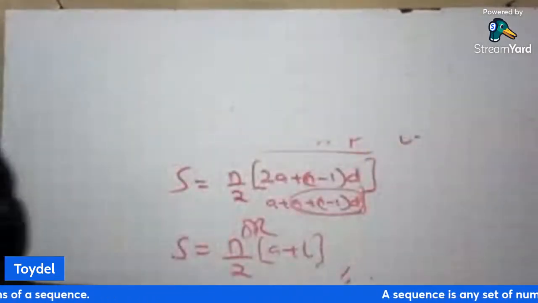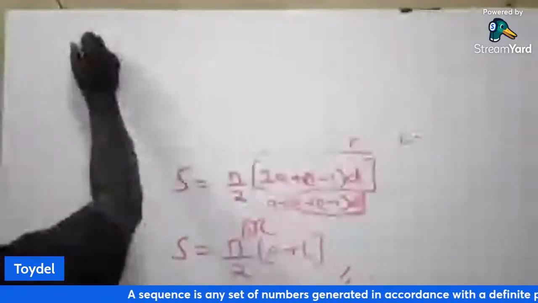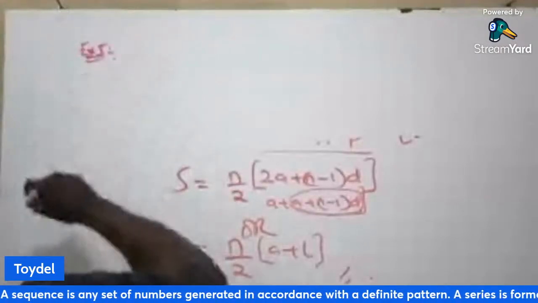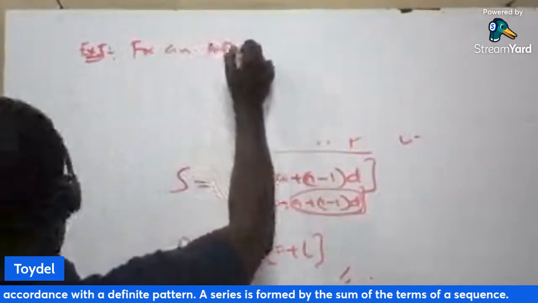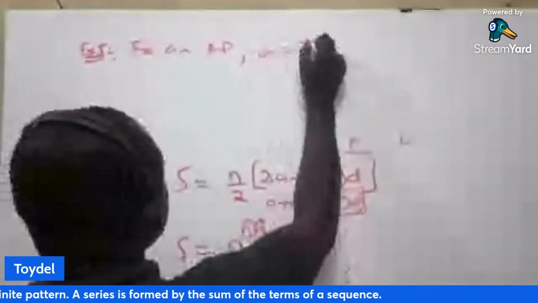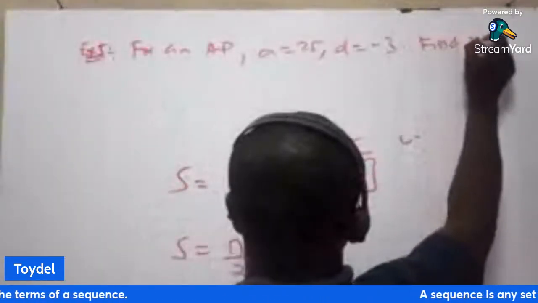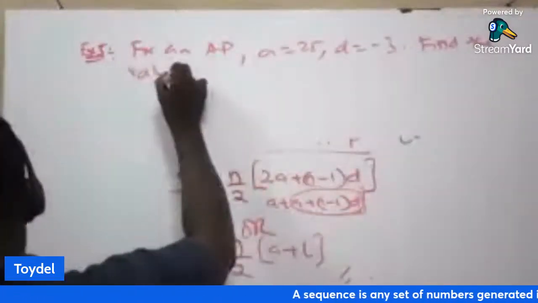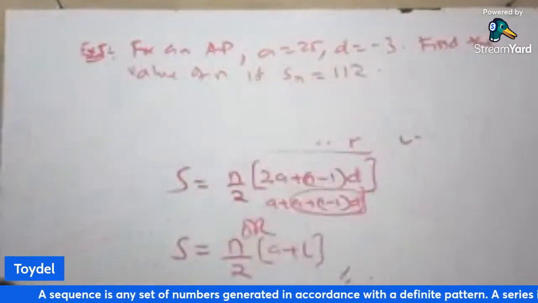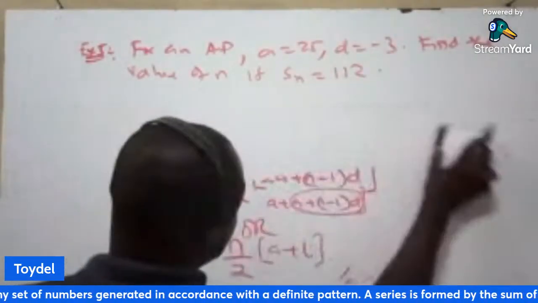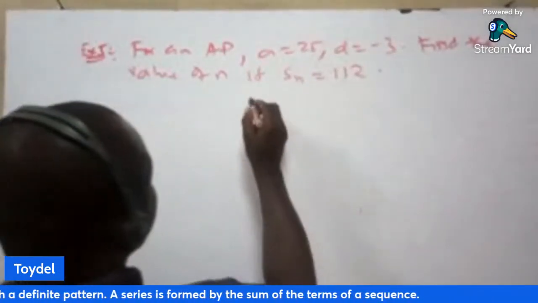So please note that to find the sum of an AP, you use either the first formula or the second formula. So let's take an example. For an arithmetic progression, a is equal to 25, d is equal to minus 3. Find the value of n if Sn is equal to 112. In this case, we want to find the number of terms that we have if the sum of that AP is given as 112.